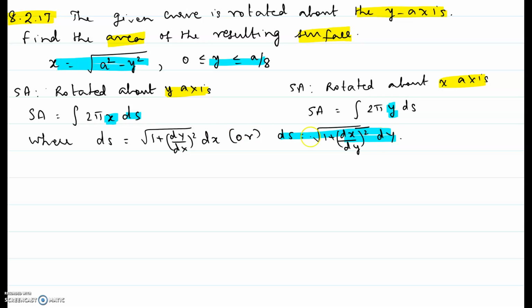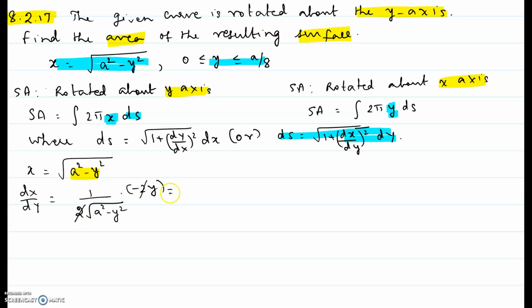So let's start off with finding dx/dy. x equals the square root of a squared minus y squared. The derivative of that with respect to y would be 1 over 2 times the square root of a squared minus y squared, which is the outer derivative, times the derivative of the inside, which is negative 2y. If you cancel out the 2, you get negative y over the square root of a squared minus y squared.